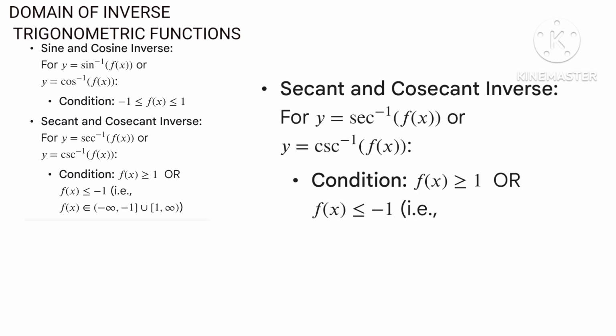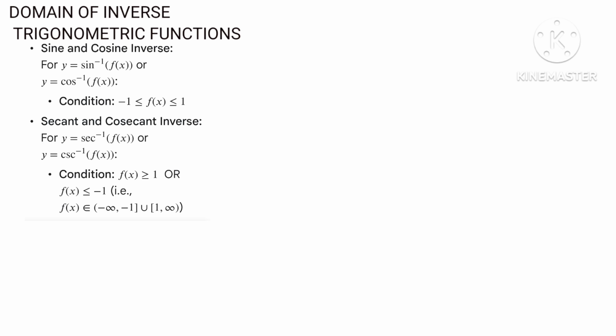Secant and cosecant inverse. For y is equal to secant inverse of f of x or y is equal to cosecant inverse of f of x, the condition is f of x greater than or equal to 1 or f of x less than or equal to minus 1, which means it does not lie between 1 and minus 1. So f of x belongs to minus infinity to minus 1 union 1 to infinity.